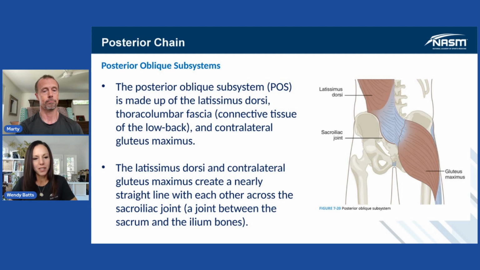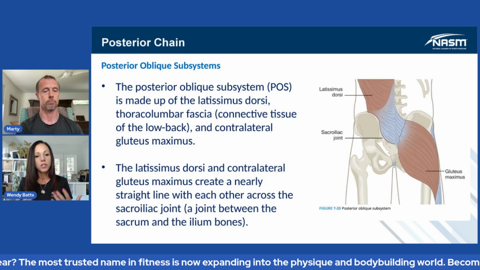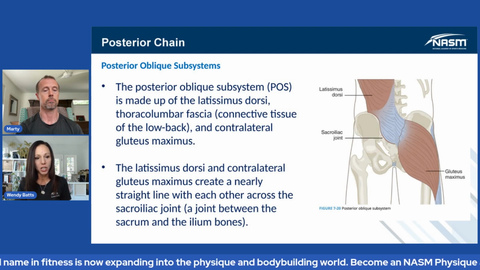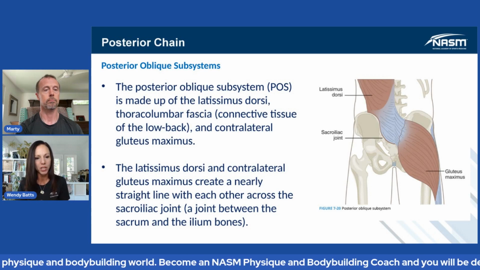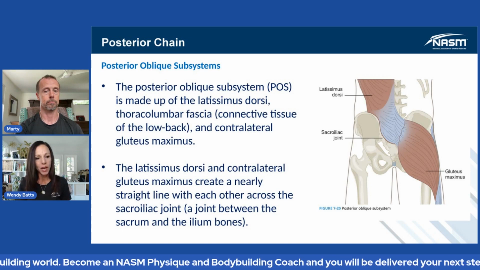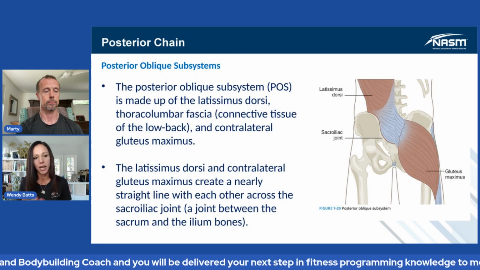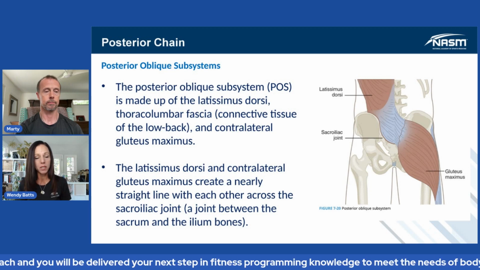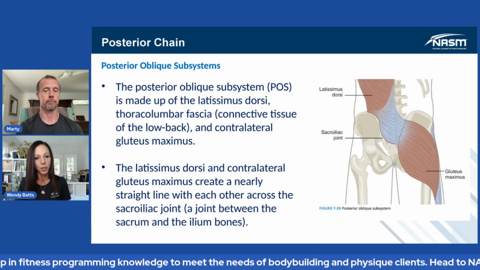So let's talk about the subsystems. And Marty, you and I have done multiple webinars talking about the subsystems, because sometimes this can get a little confusing, especially if you're new to NASM or even just new with biomechanics and human movement science. This wasn't something that NASM really put together. It's just part of why we do what we do. And so when we talk about really focusing on the regional interdependence model and how it starts at the foot and ankle and works its way up, these subsystems become heavily important, especially when we're talking about certain areas of the body. So let's first talk about the posterior oblique subsystem.